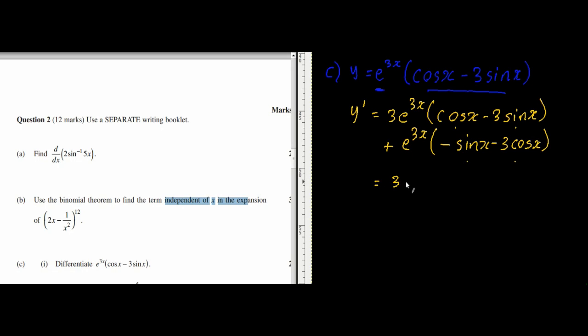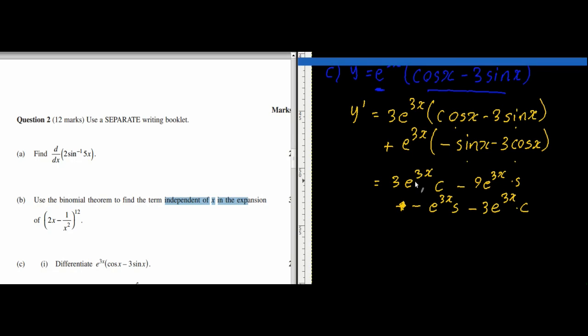So I'm going to write 3e to the 3x, and instead of writing cos x all over again, I'm just going to write c, and then minus 9e to the 3x s, plus, sorry, it should be a minus because I can take the minus outside, so it's going to become e to the 3x s, and then plus, sorry, again, it's my mistake, 3e to the 3x cos.